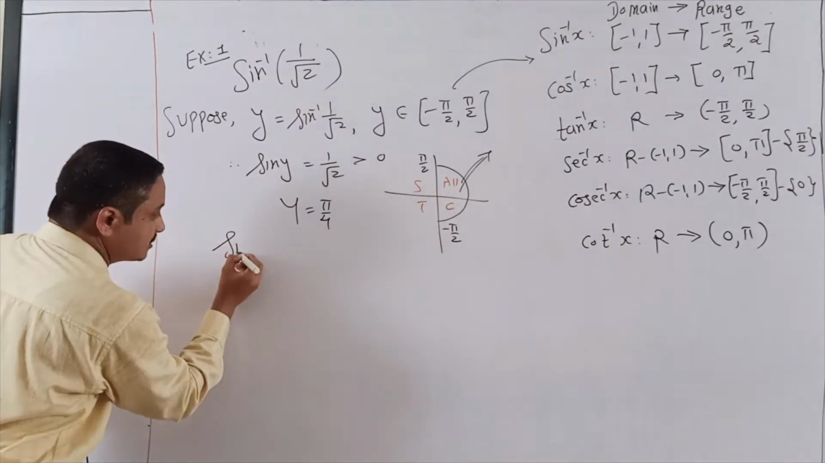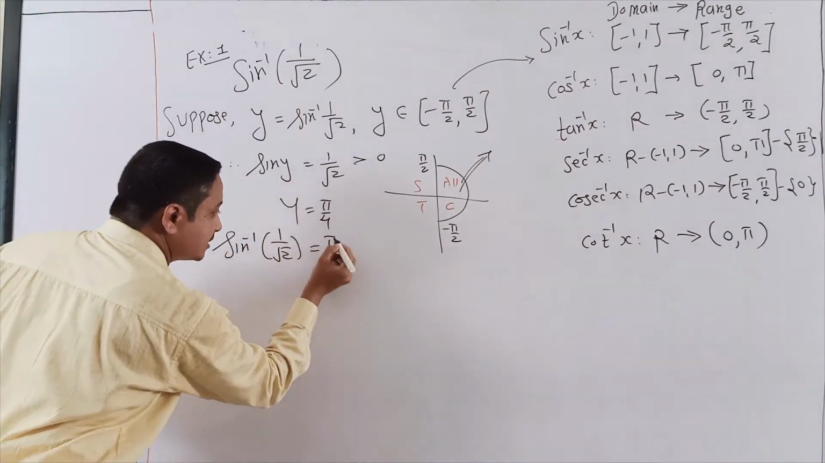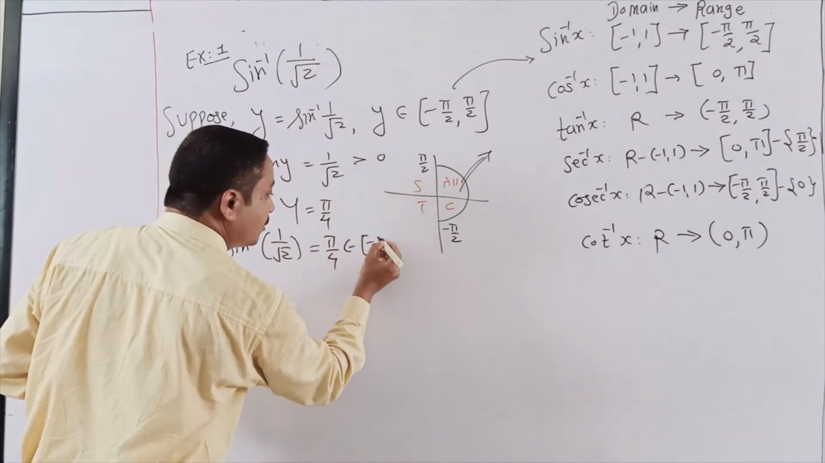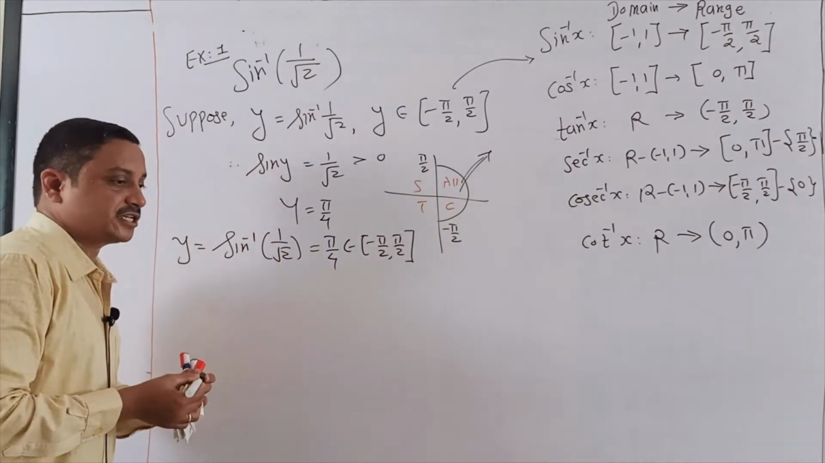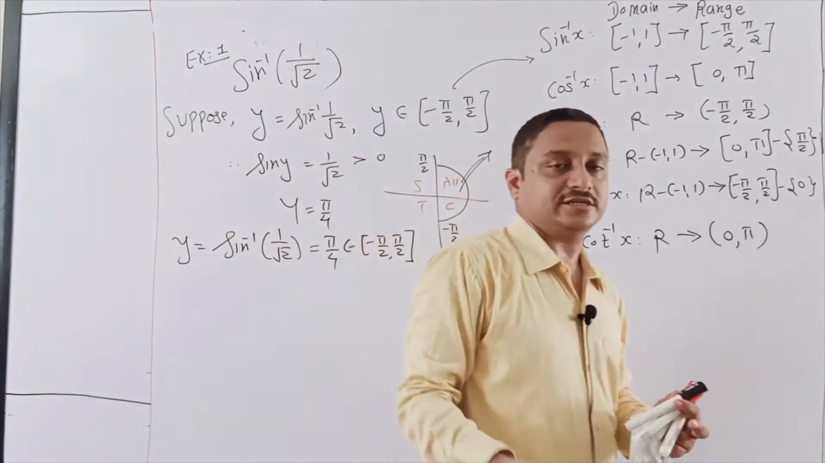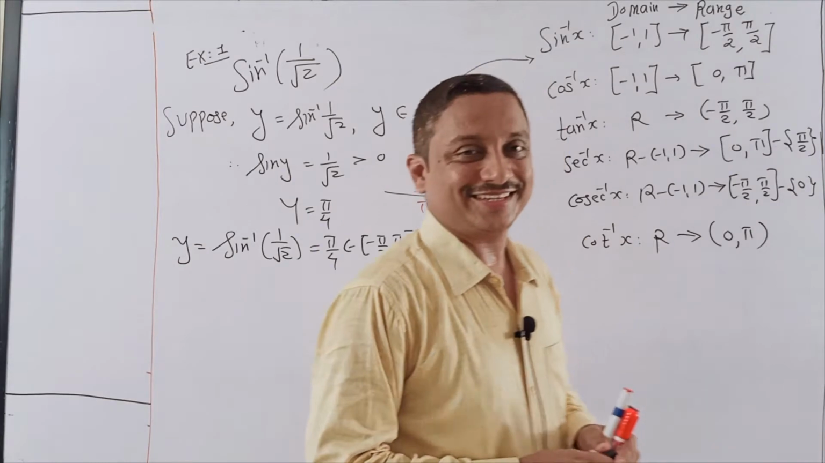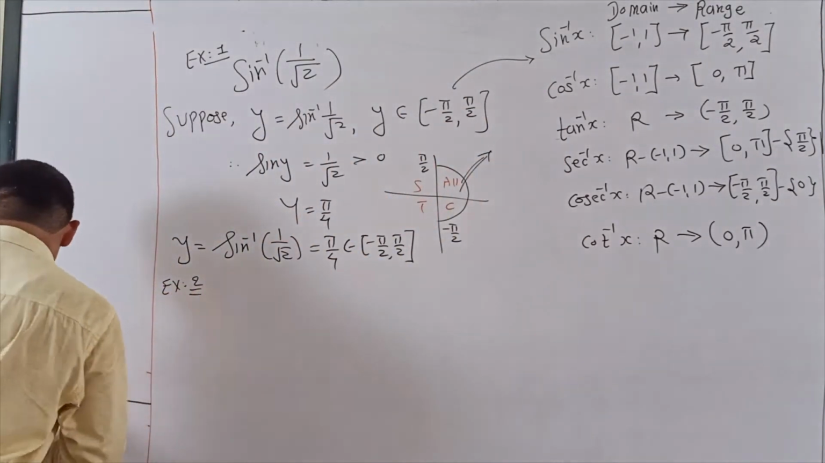And the last answer: sine inverse 1 by root 2 is pi by 4. It is y, as already assumed, and it belongs to the range minus pi by 2 to pi by 2. That's your range, and it is compulsory that your answer belongs to this range. And that's your short and sweet answer.